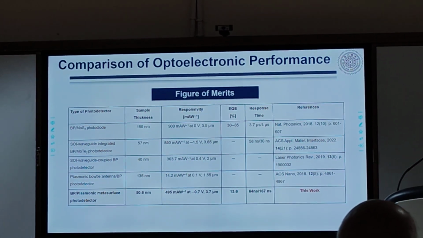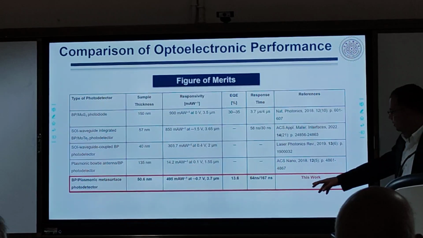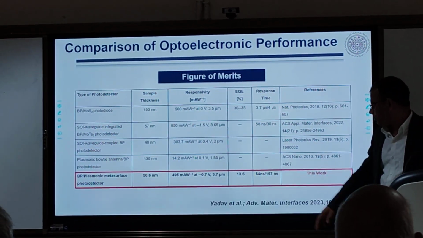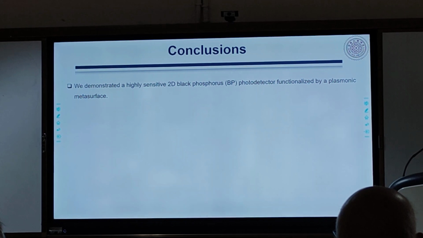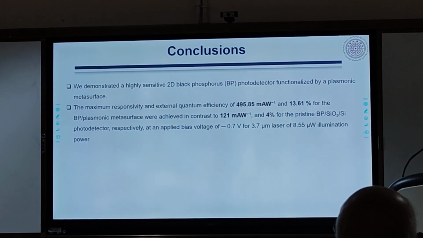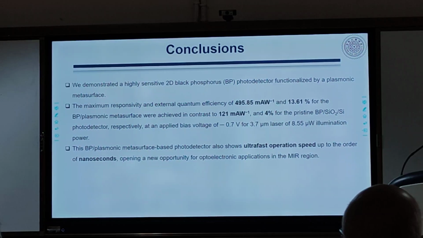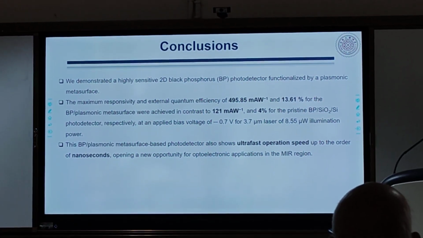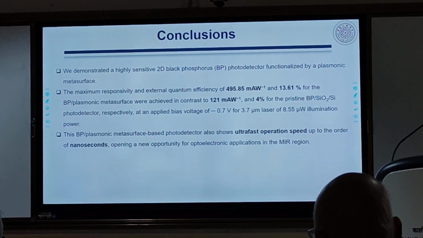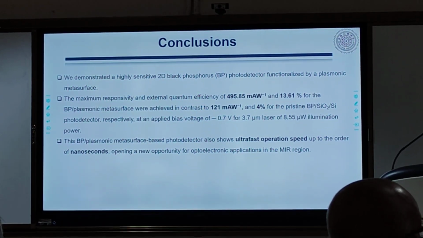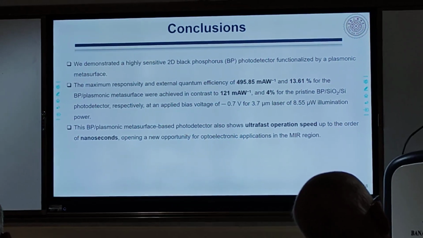So here we have compared our result with the other work, and at that time ours was better. So we were able to publish this work in Advanced Materials Interfaces. And this is the conclusion. We successfully demonstrated highly sensitive black phosphorus photodetectors by enabling plasmonic enhancement using the plasmonic metasurface. It means the plasmonic behavior is due to the interference between the gold and the graphene.